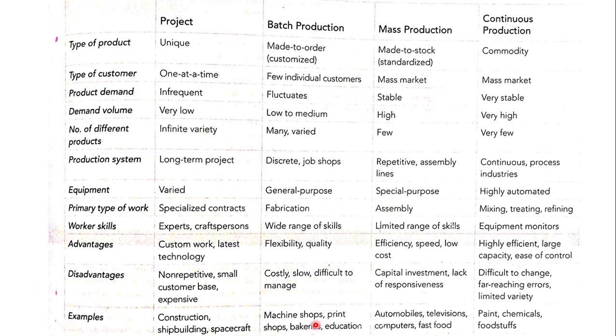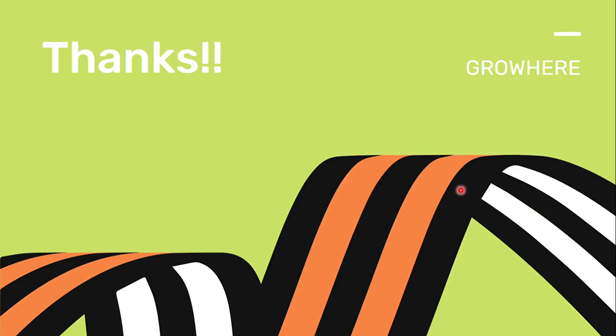As I said, I'm giving examples. Projects: construction, shipbuilding, spacecraft. For batch production: machine shops, printers, bakeries, education. Mass production: automobiles, televisions, computers, fast foods. Continuous production: paints, chemicals, foodstuffs, and all those things come under this. I hope that you have understood what process selection is from this video.